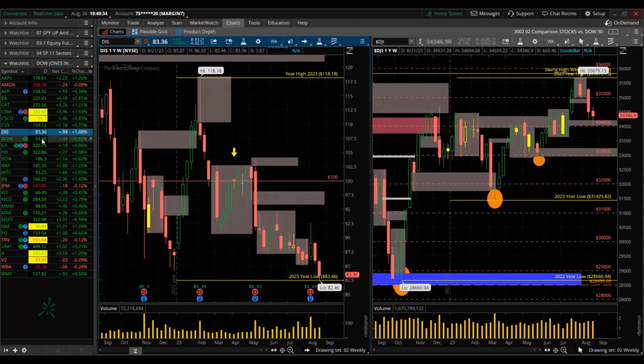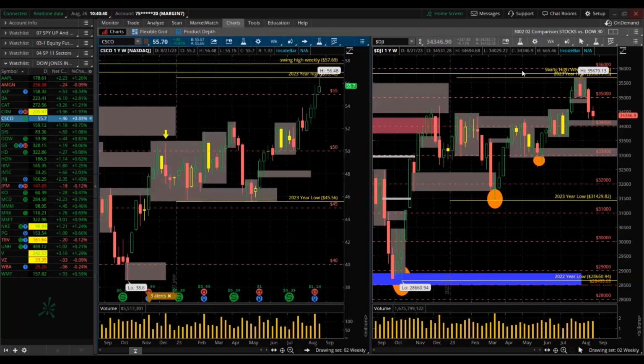Disney could still go lower. Same with Cisco. But again, Cisco has proven it's strong. Cisco, again, stock index here. For the week, the stock index closed red, made a lower low, lower high. Cisco Systems is contrarian. It's bullish. It's outperforming the stock index. So even when the stock index was panicking, selling off this week, Cisco Systems was not.